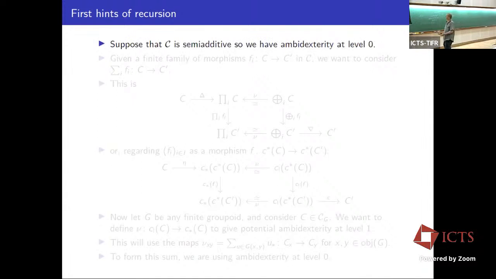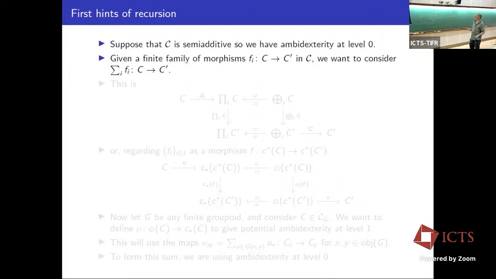Okay, so suppose we've got, in this case that we mentioned, a semi-additive category, ambidexterity at level 0. The point about a semi-additive category is that the Hom sets have a natural structure as abelian monoids. Most often abelian groups, but in general just abelian monoids. So that means if you've got some family of morphisms Fi from C to C prime, then we can consider their sum. Now we're just going to explain a different way to think about what this sum is, which makes the role of this ambidexterity a bit more obvious.